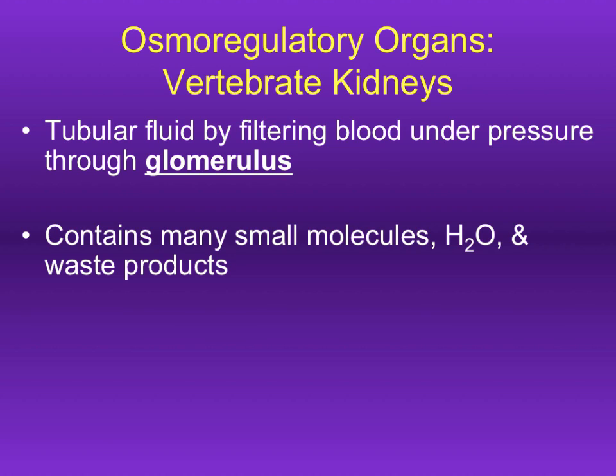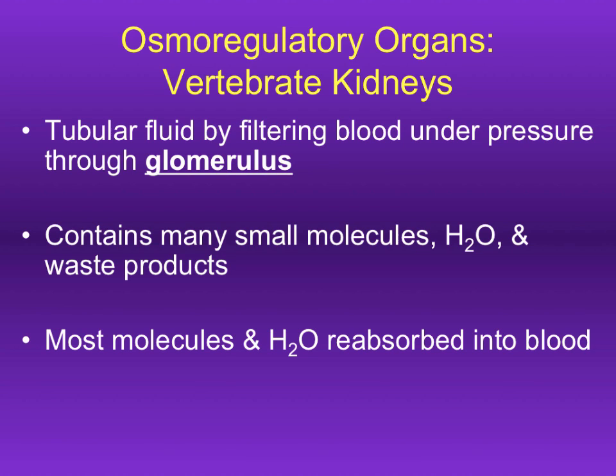The material going through the glomerulus is going to be things like small molecules. Could be glucose, for example. It's going to be water. It could be waste products. It could be ions, of course, hydrogen ions, sodium ions, potassium ions, calcium ions. Those kinds of things can go through the glomerulus as well.